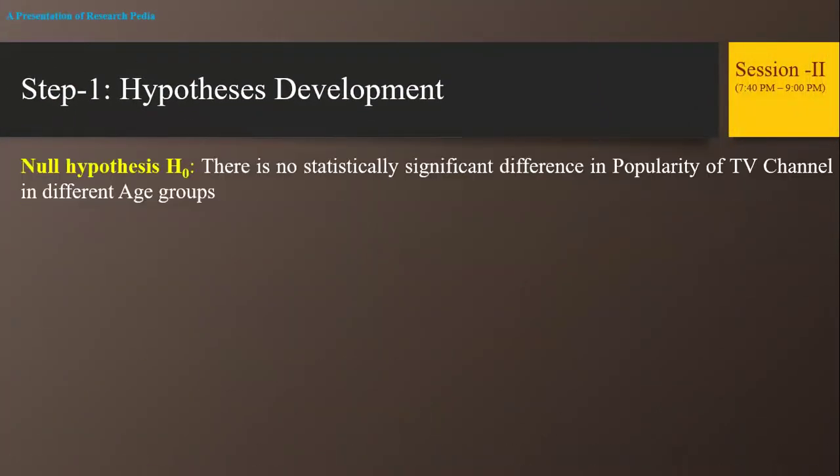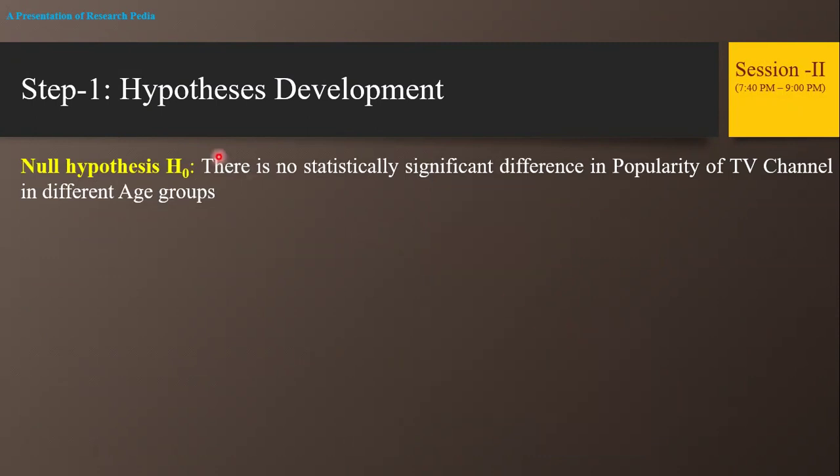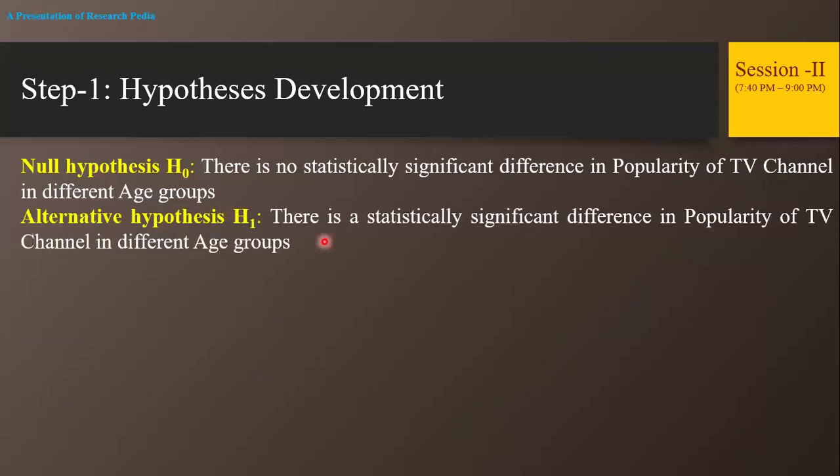Step one: there is no statistically significant difference in popularity of TV channel in different age groups. It means this is your null hypothesis, which is telling you that you are not considering a significant difference in the popularity of TV channels in different age groups, while your alternative hypothesis would be there is a statistically significant difference in popularity of TV channel in different age groups.